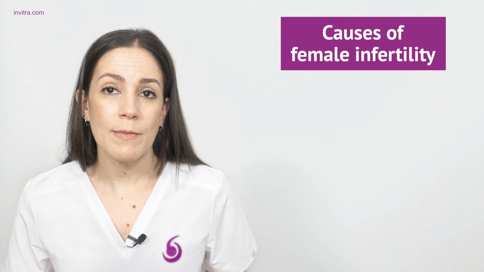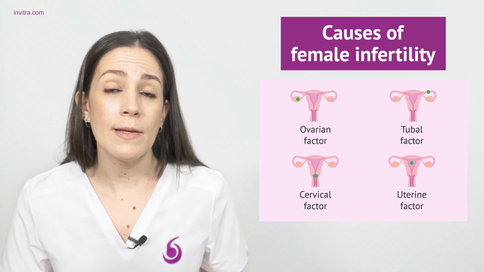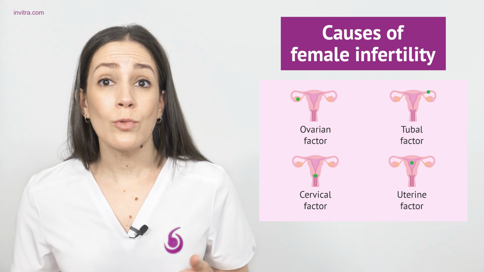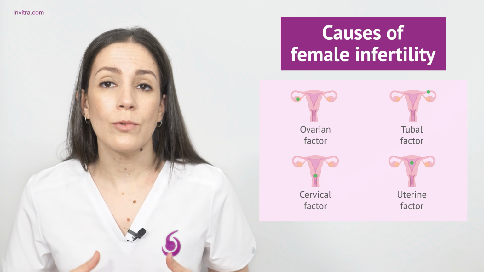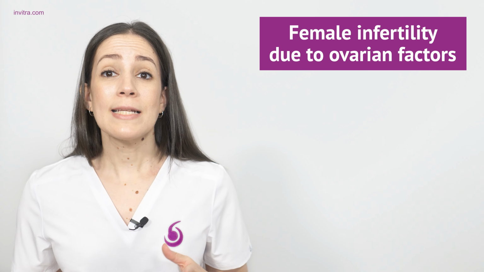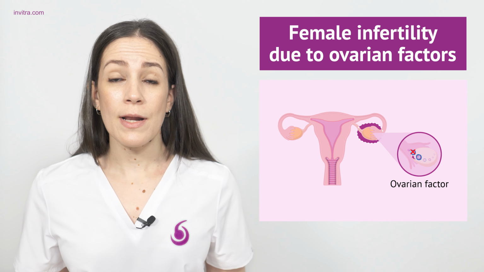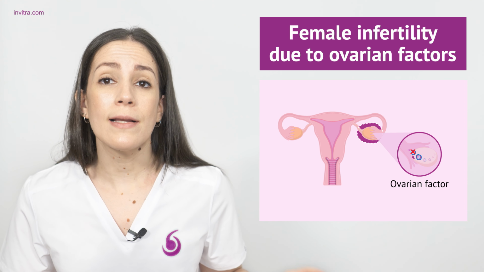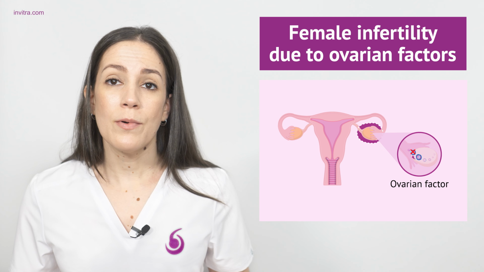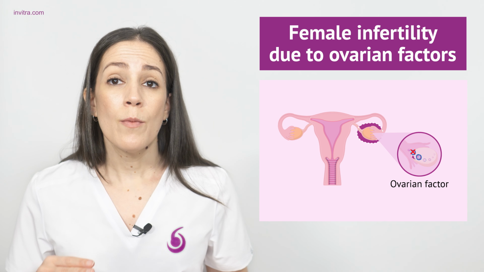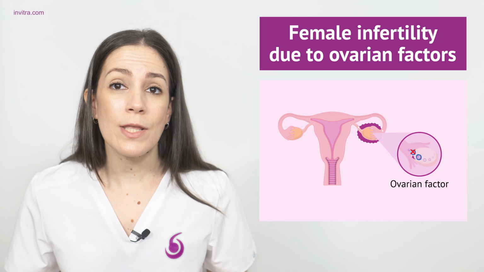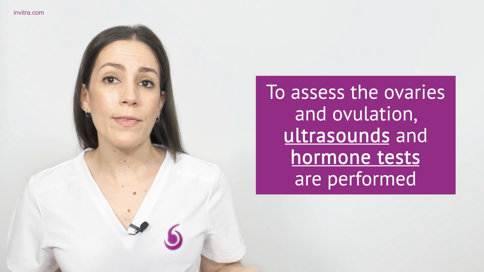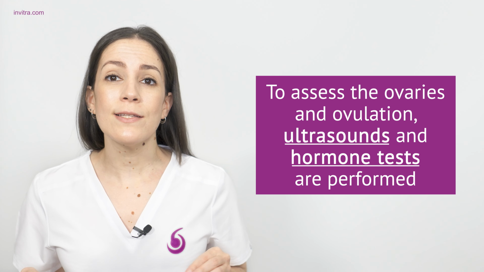When talking about female infertility, the issue could be found at several different levels, or indeed be caused by a variety of factors. Thus, we can talk about ovarian factor, tubal factor, cervical factor, and uterine factor. Concerning the ovarian factor, hormonal changes during the woman's menstrual cycle can impact ovulation. The endocrine or hormonal system is responsible for controlling the ovarian cycle. An alteration caused by stress, obesity, low weight, specific thyroid problems, the use of certain medications, etc., can affect the normal functioning of the ovary. In order to assess the ovary and ovulation, ultrasounds and hormonal blood tests are performed.